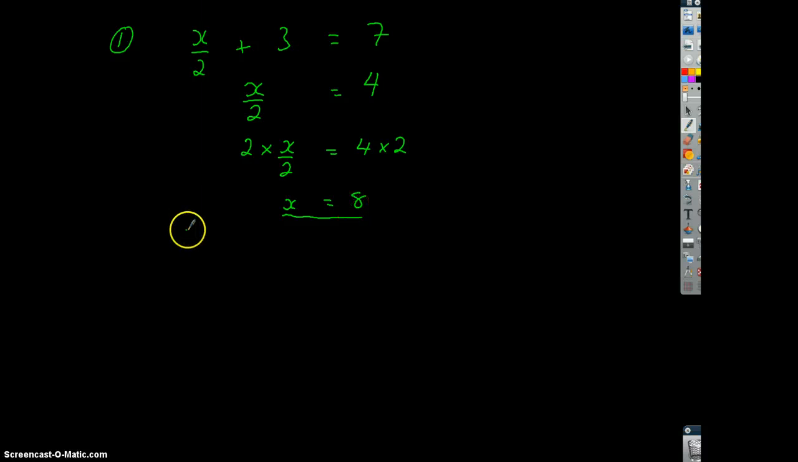Let's just check our answer in the original equation. 8 over 2 plus 3. Well, 8 over 2 is 4 plus 3. Does that equal 7? Yes, it does.